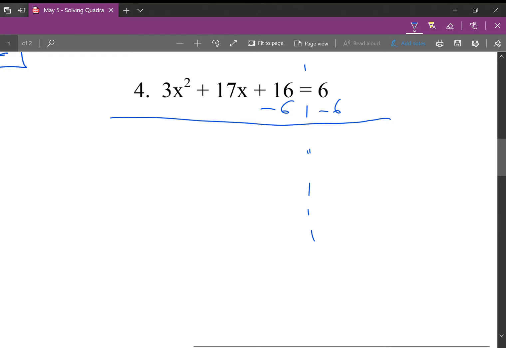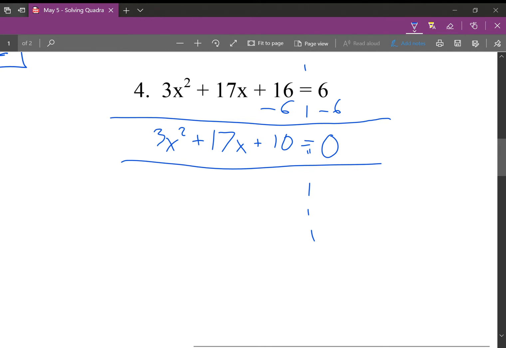Now, let's just simplify. 3x squared is not changed. Positive 17x is not changed. But 16 minus 6, that does change, and that changes to 10. On the right-hand side, I now have 6 minus 6, which is 0, and that's what I really wanted, right? I really wanted to have that equal to 0.